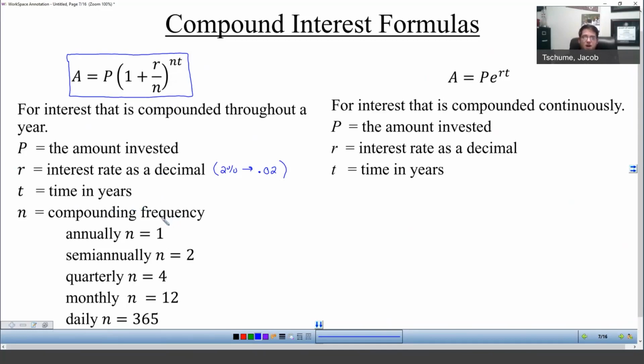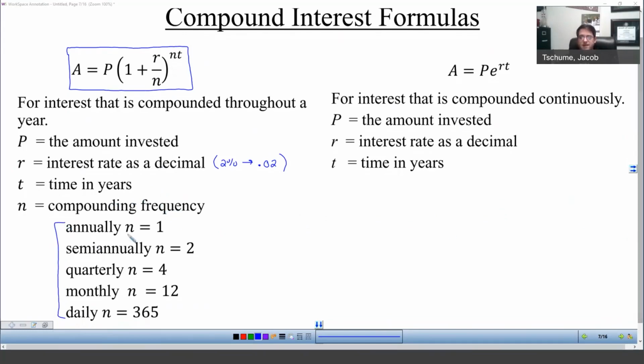So N is your compounding frequency, and there are 5 of them that you're going to see in this class. Let me run through those. If you see the word annually, you're going to let N be 1, so 1 time a year. Semi-annually means it happens twice a year, so that's N equals 2. Quarterly is 4 times a year. Monthly is 12 times a year. And then if you see the word daily, that is N equals 365. And you would plug your numbers into this formula and then use your calculator to figure out the value.